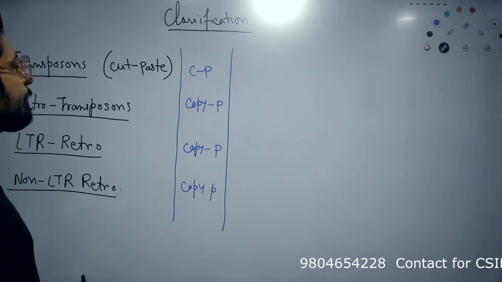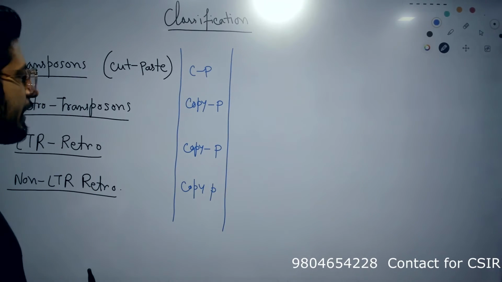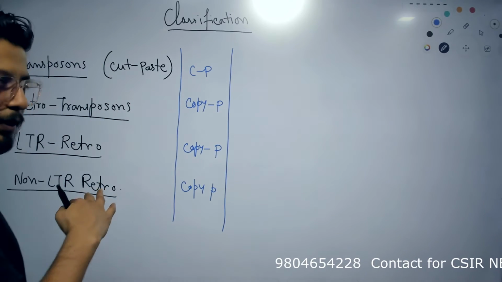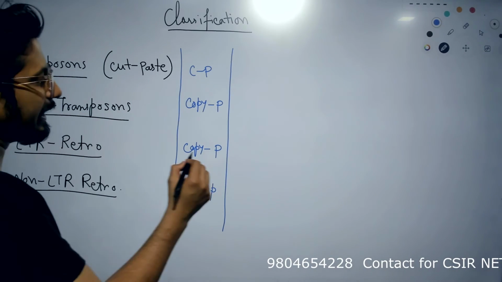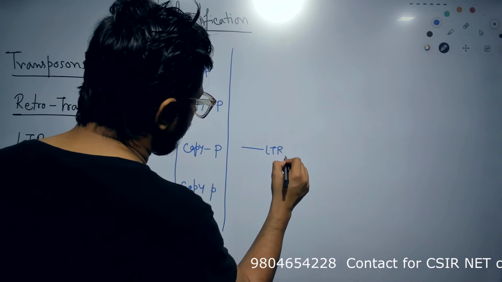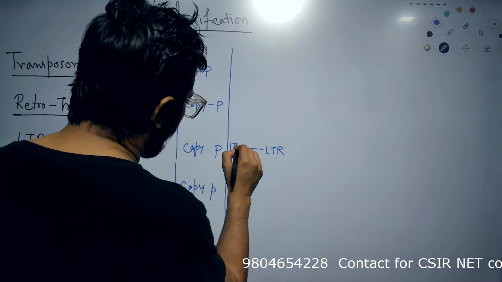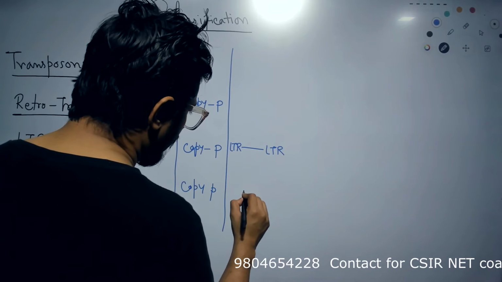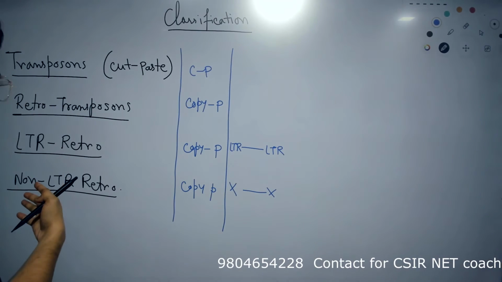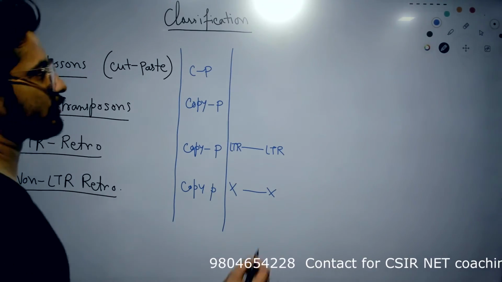The cut-paste type are transposons, and the copy-paste type are basically the retrotransposons, the simplest form among the three. LTR based is the retrotransposons. They have long terminal repeat sequences. Where these lack the long terminal repeat sequences, that's why it's called non-LTR retrotransposons.